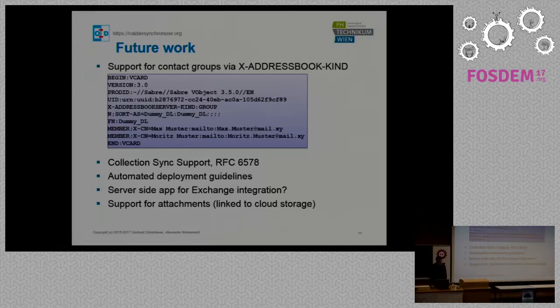We want to implement collection sync report, which should speed up the initial synchronization. Maybe there is even the possibility to implement a server-side solution natively on the Exchange server. We will support attachments soon. Maybe they could be linked to cloud storage. For example, the Nextcloud API would support that. And there are a lot of other ideas and future tasks to do.